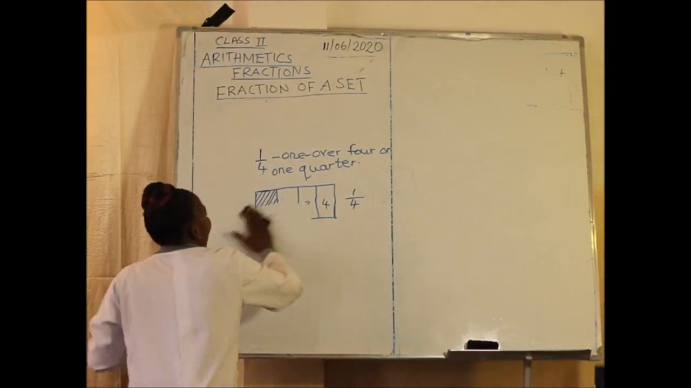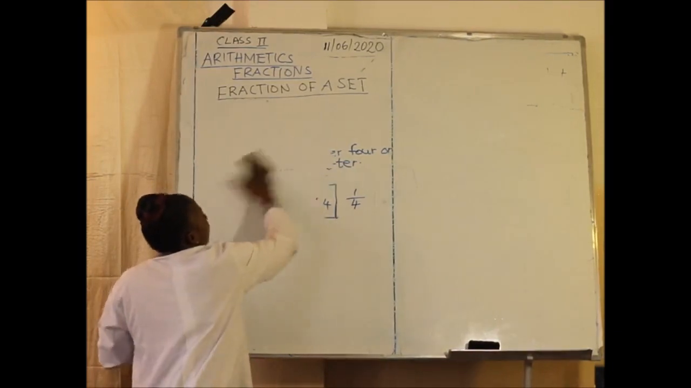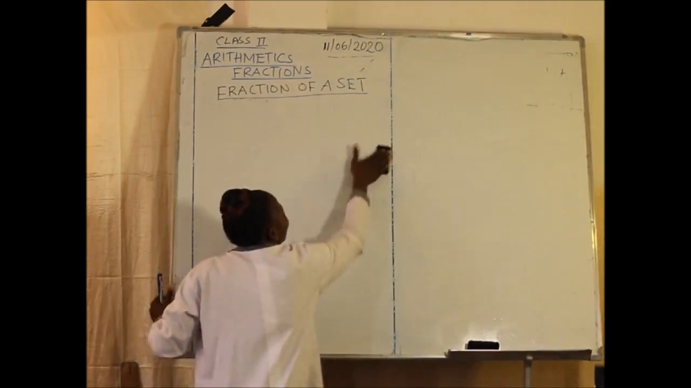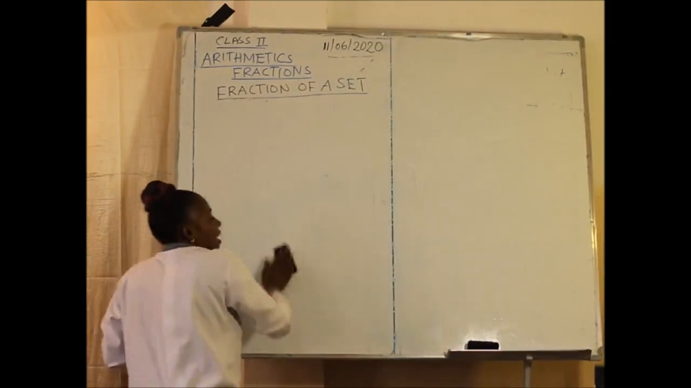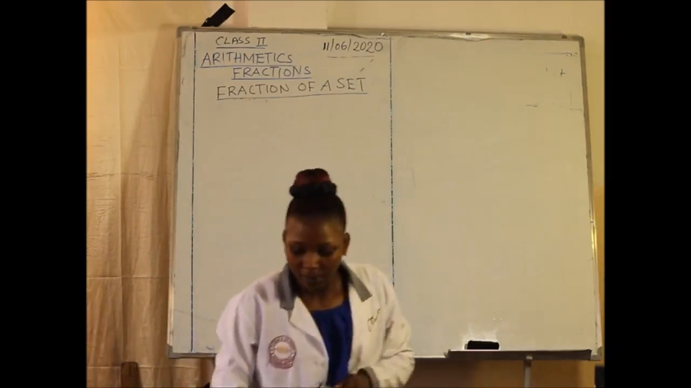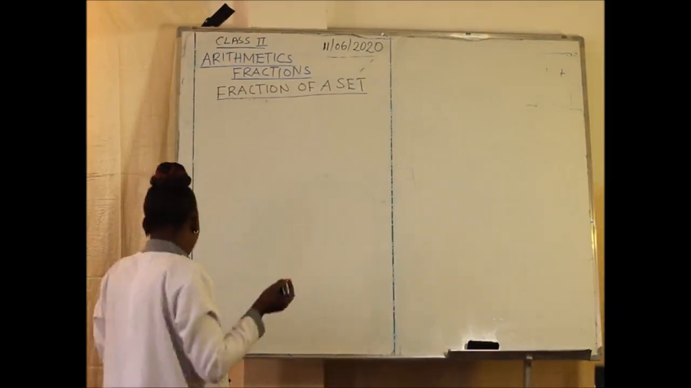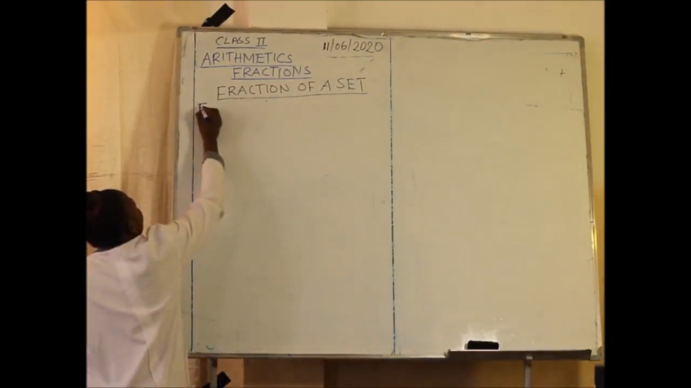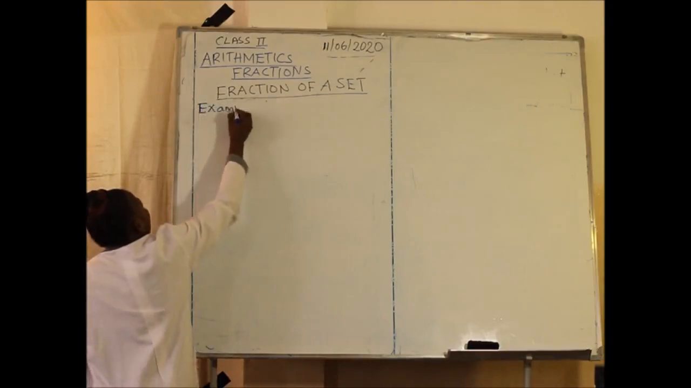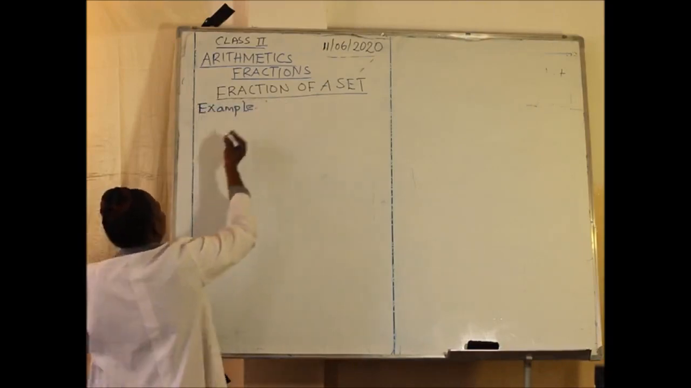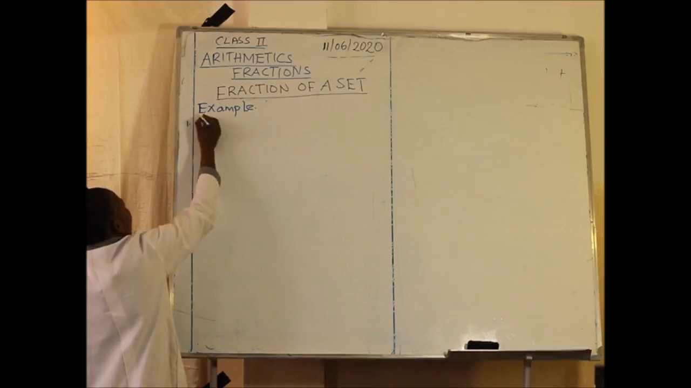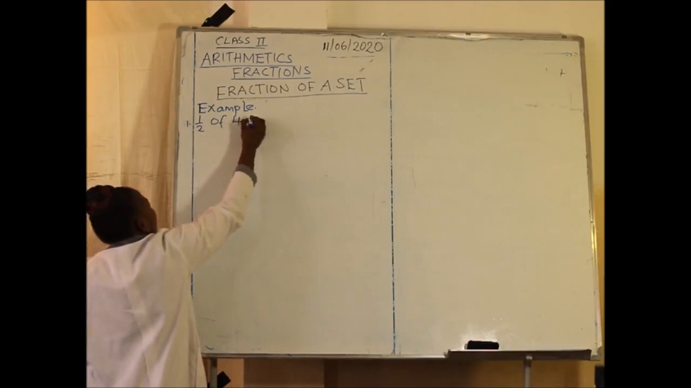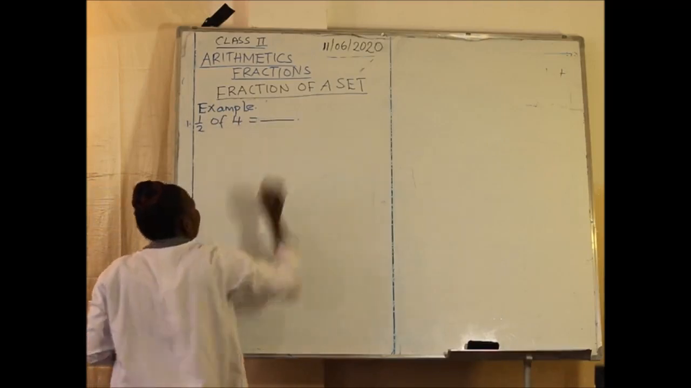Now, our concern today is all about fraction of a set. It means that you might be given a certain fraction and someone asks you how many fractions like that we have in a certain number. For instance, someone can ask you, in one example, 1/2 of 4 equals to dash.